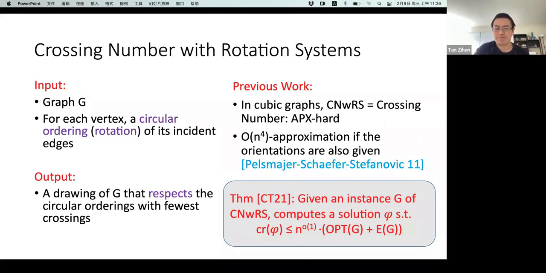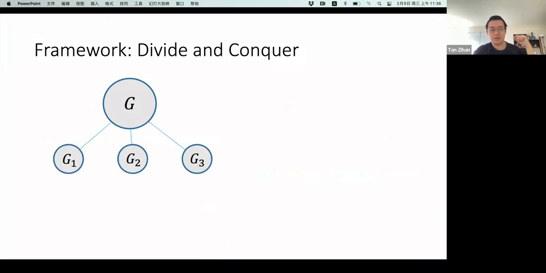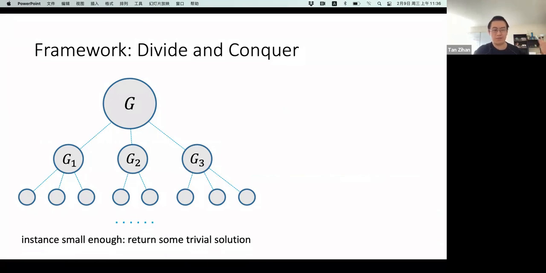How does the algorithm work? The framework is divide and conquer. We divide the graph into smaller instances, small enough that we can compute some drawing on them in a trivial way. This is the top-down divide step. Then we go bottom up: when we get a drawing of all the sub-instances, we combine them into a drawing of the instance that gave birth to them. This is the top-down divide and bottom-up combine step, the whole algorithm framework.